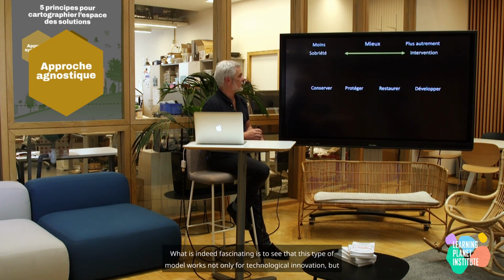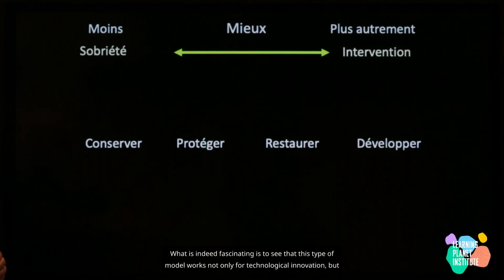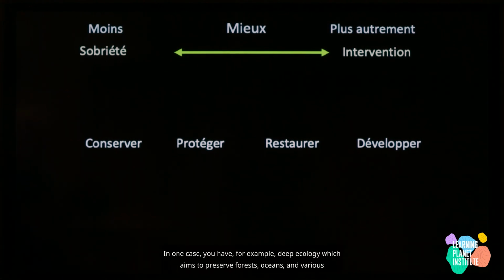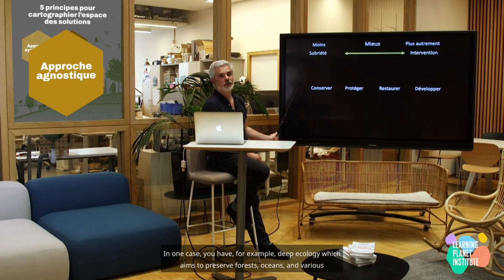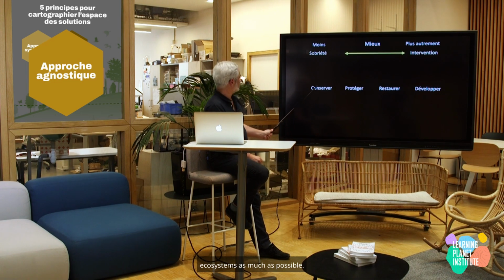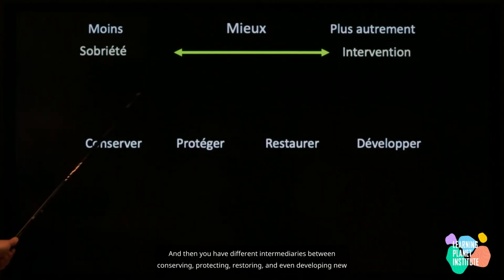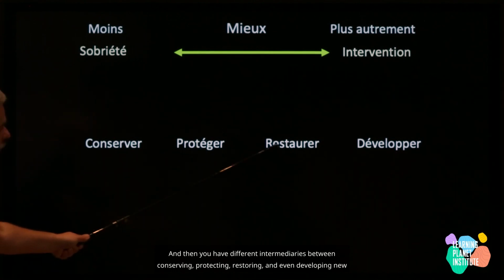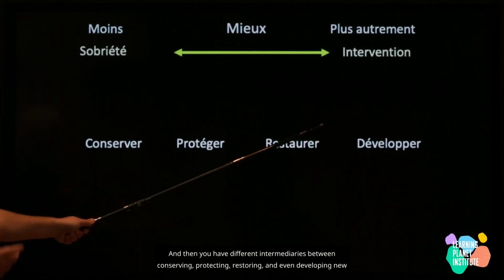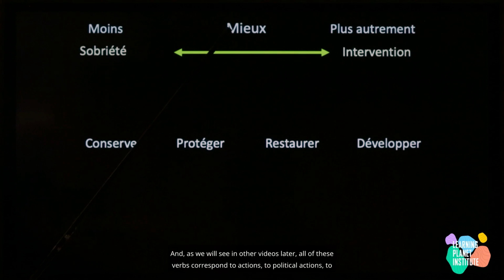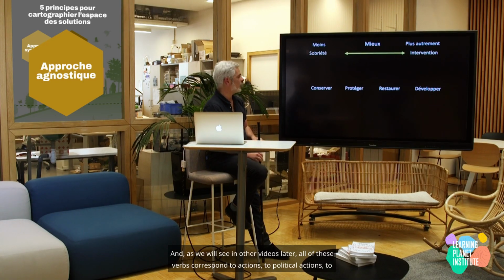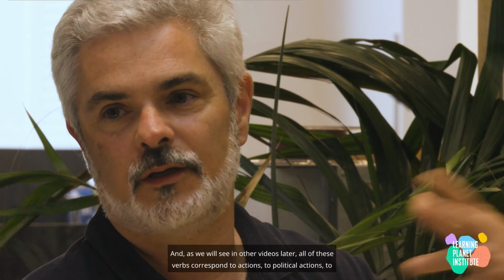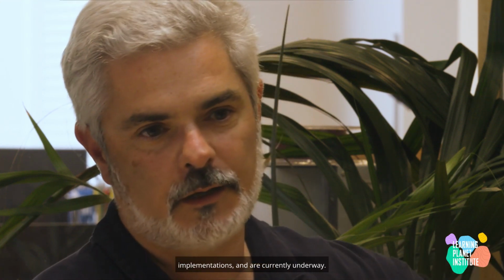What is indeed fascinating is to see that this type of model works not only for technological innovation, but also for the relationship with nature. In one case, you have, for example, deep ecology, which aims to preserve forests, oceans, and various ecosystems as much as possible. And then you have different intermediaries between conserving, protecting, restoring, and even developing new systems. And as we will see in other videos later, all of these verbs correspond to actions, to political actions, to implementations, and are currently underway.